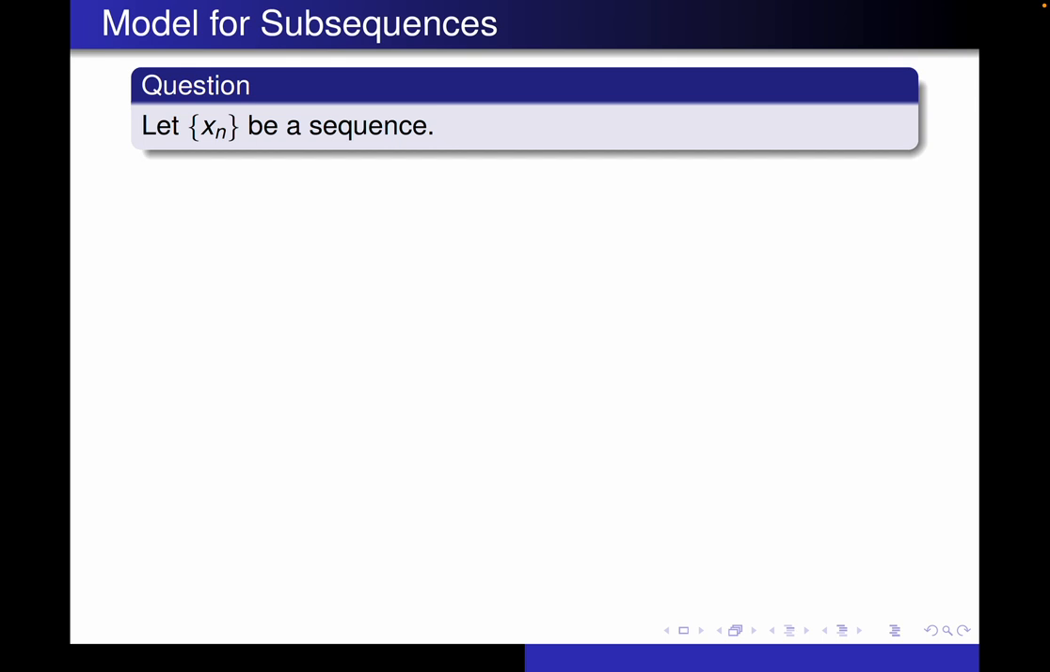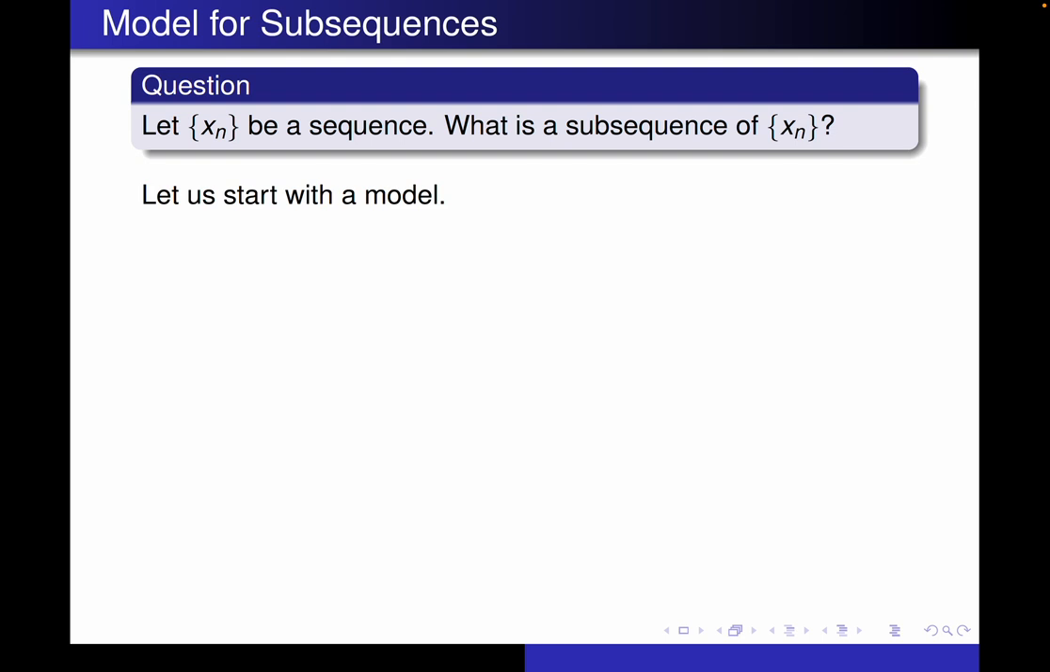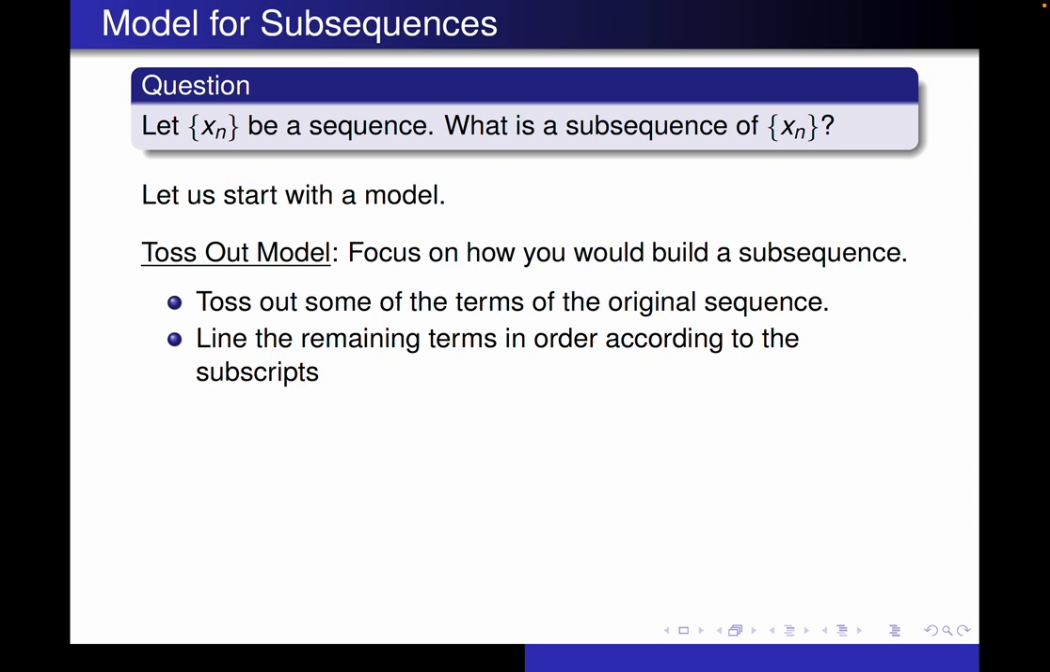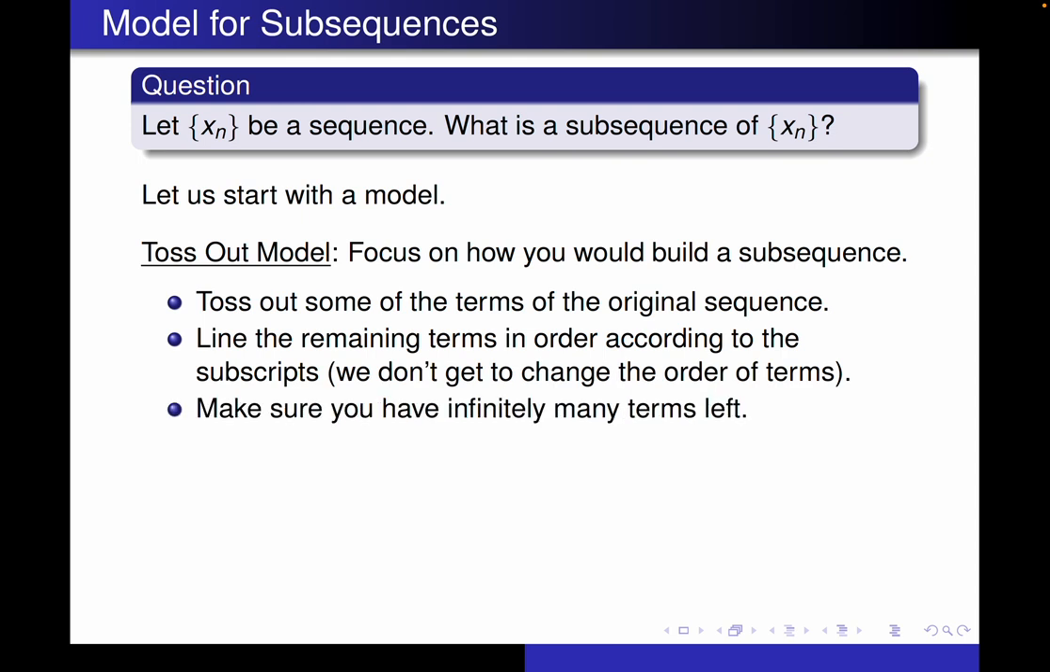So if we have a sequence xn, the question is, what should a subsequence of that sequence be? As with many things, we're going to start with a model. I call it the toss-out model. What we're going to do is focus on how you would build a subsequence from a given sequence. So first, take the original sequence, toss out some of the terms, and line up the remaining terms in the order according to the subscripts. In other words, we have the same terms, but we can't change the order of them. And then make sure that you haven't tossed out so many terms that you don't have infinitely many terms left.